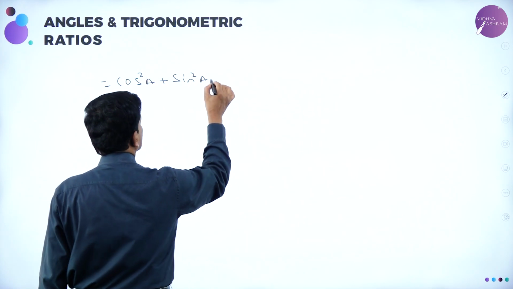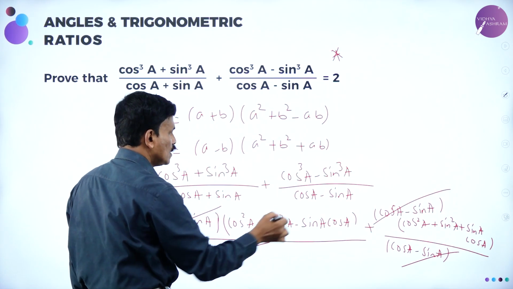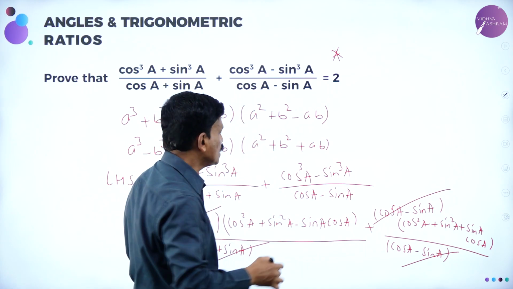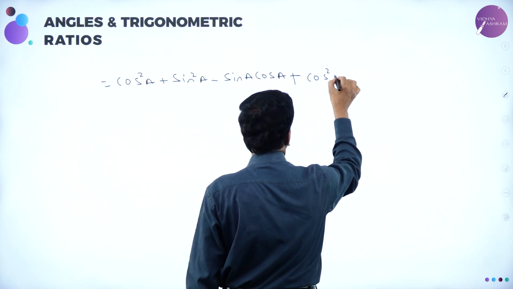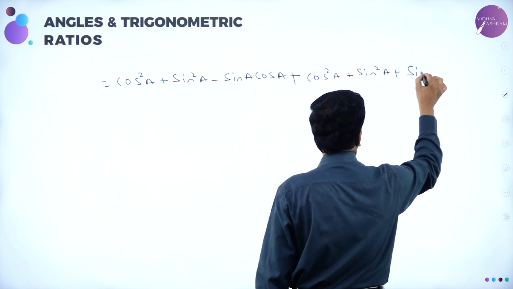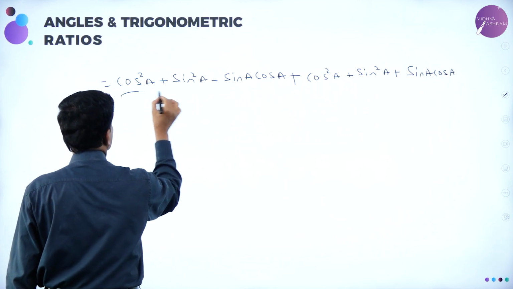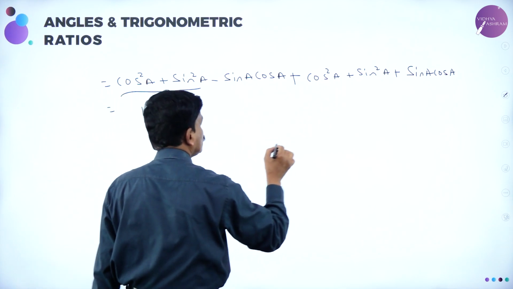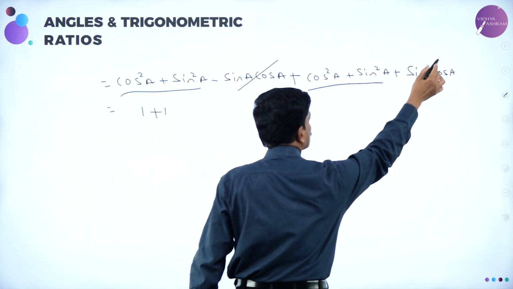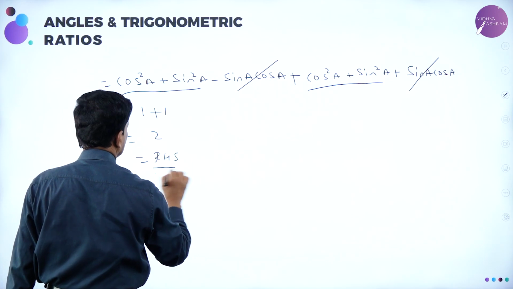Again minus sin a cos a, then plus what we have here, cos square a plus sin square a plus sin a cos a. Now cos square plus sin square is 1. Again this cos square plus sin square is 1. Minus sin a cos a plus sin a cos a gets cancelled. 1 plus 1 is equal to 2, which is the required RHS.